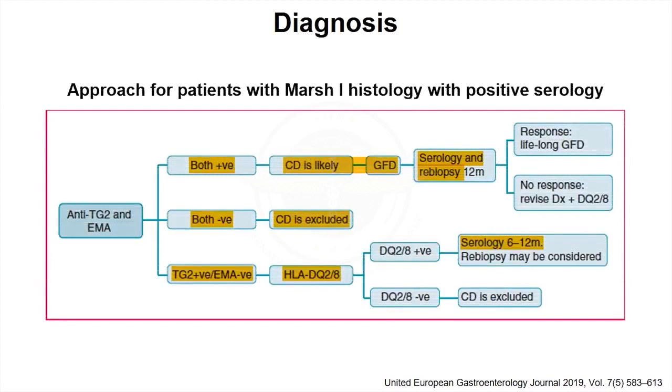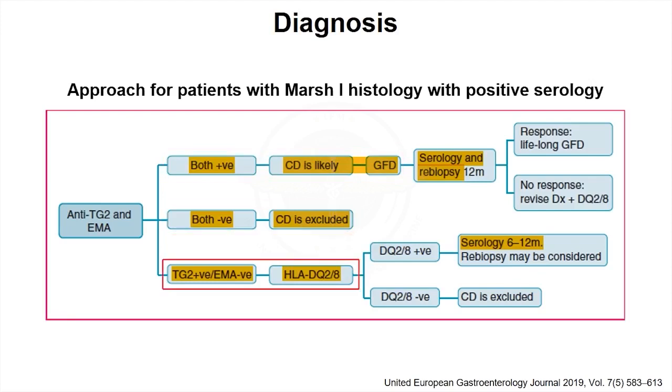we should follow a different algorithm. So the algorithm is here again. If the patient has Marsh 1 histology, that means only raised intraepithelial lymphocytes, in that case we go for serology, both anti-TTG and anti-endomysial antibody. If both are positive, then celiac disease is likely, and if both are negative, celiac disease is excluded.